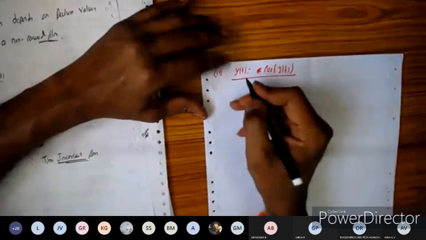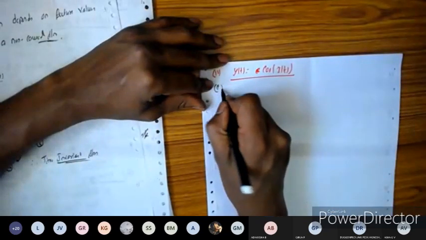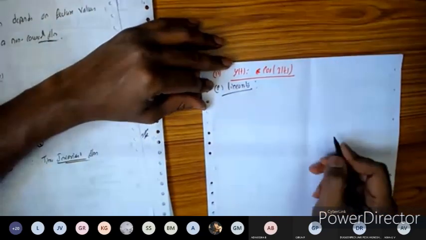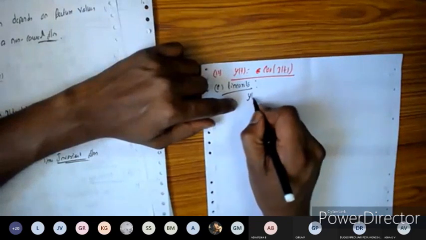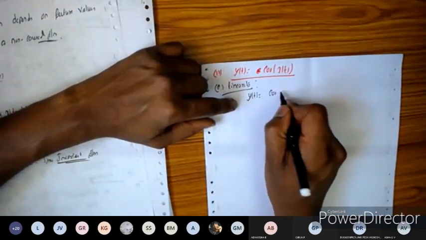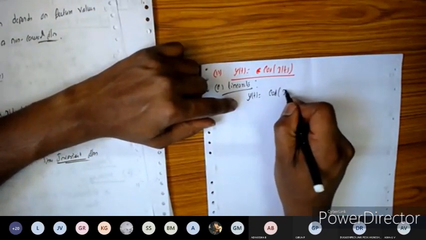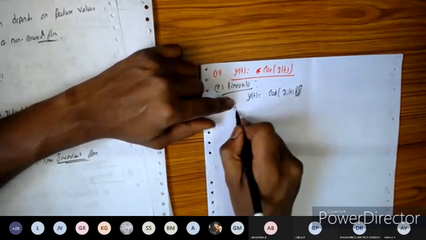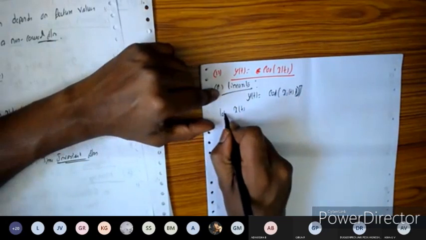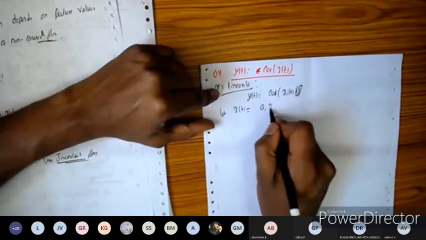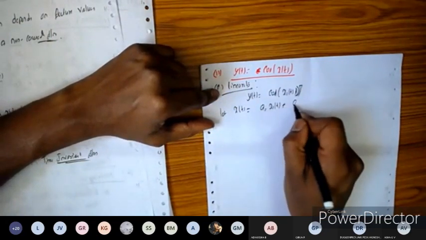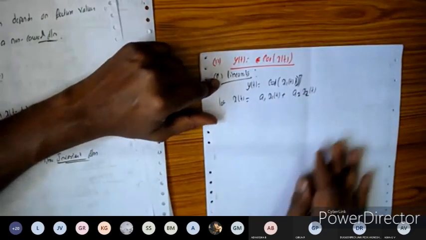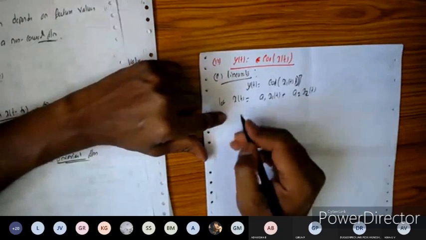Done. Okay, so let us verify. The first one is called the linearity property. For linearity, we are going to replace x of t by a1 into x1 of t plus a2 into x2 of t. Let us substitute here.